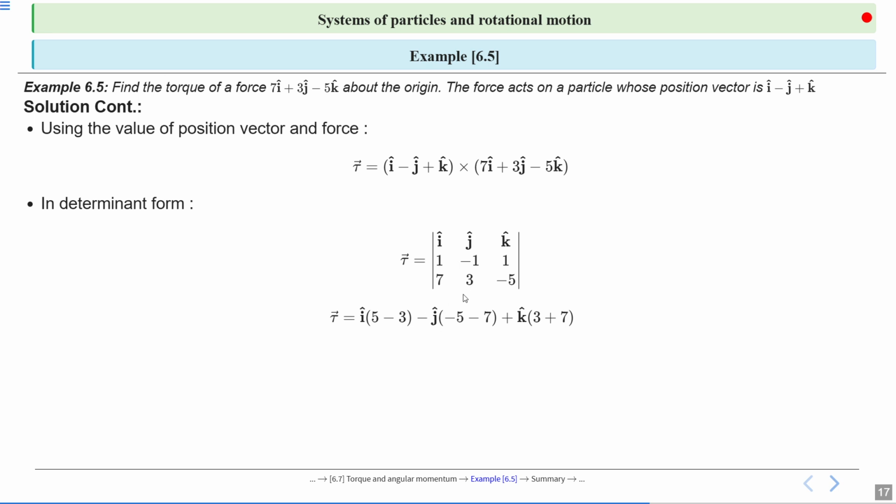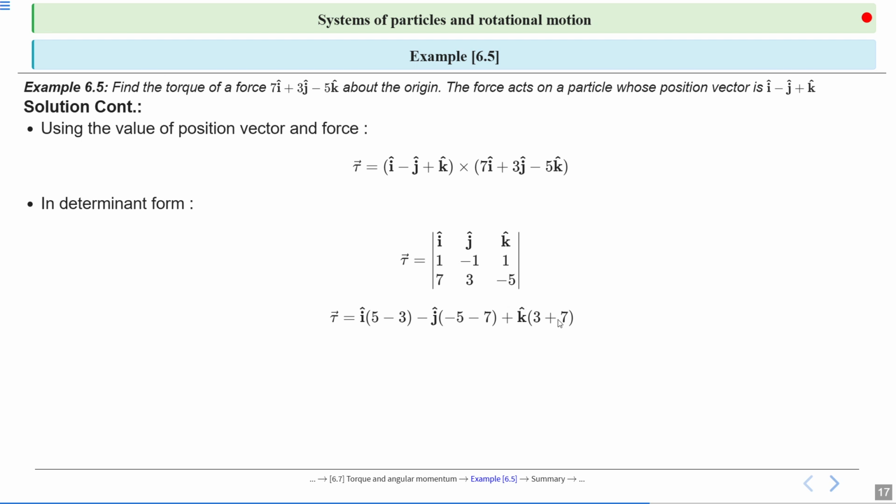Now minus j cap. Neglect this column and the remaining columns are i cap, j cap. So cross multiply. It will be minus 5 into 1, minus 5, minus 7 into 1, so minus 7. Plus k cap. Neglect this, so the remaining columns are i cap, j cap. So it will be 3 into 1, 3, and minus 7 into minus 1.